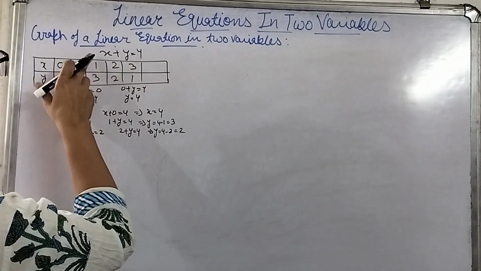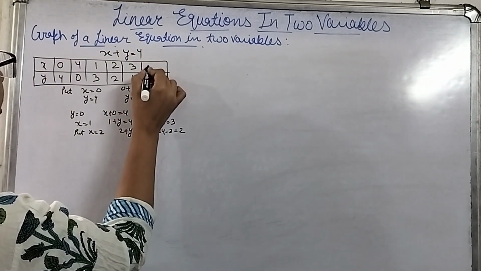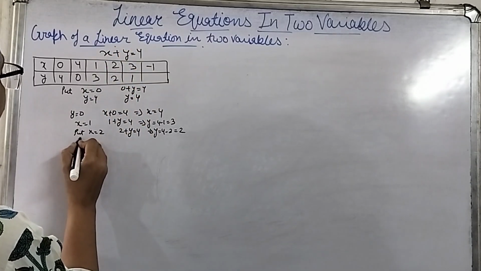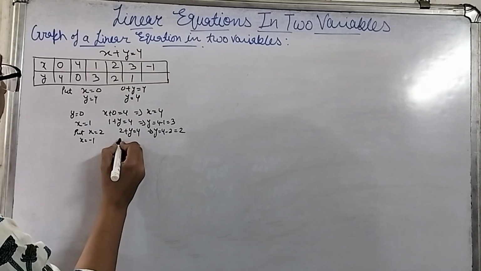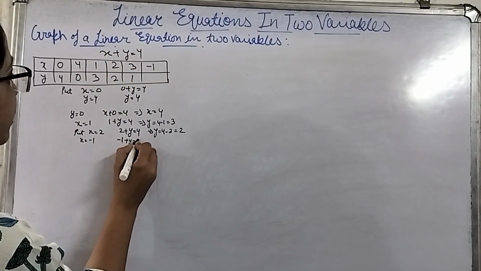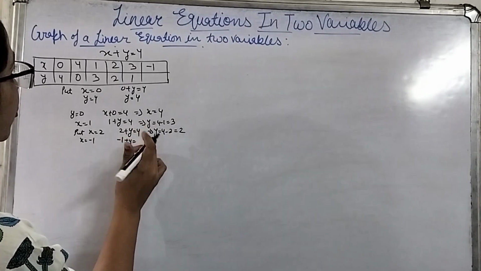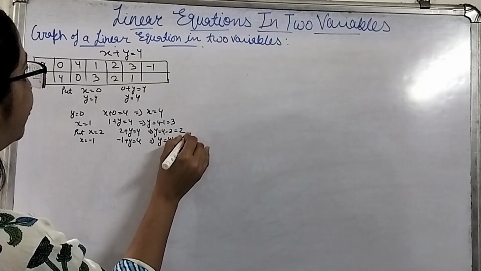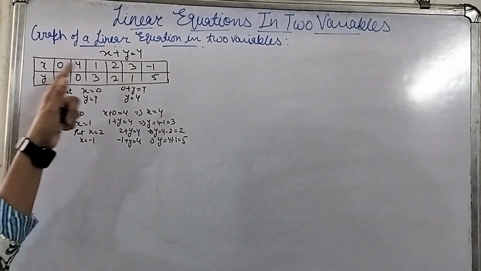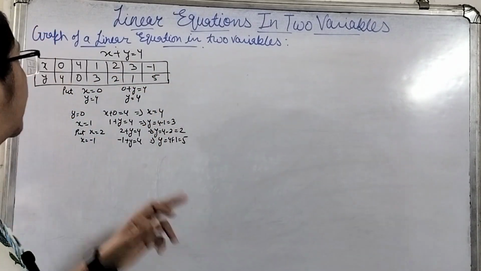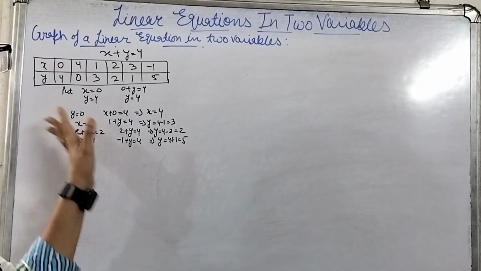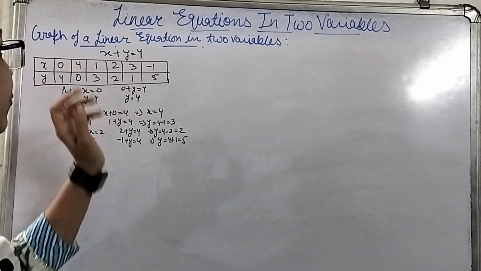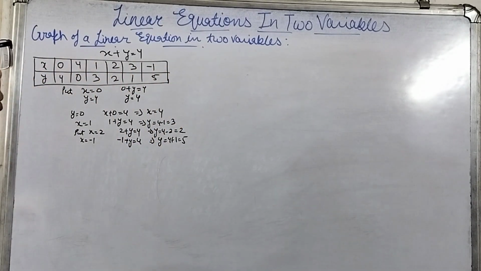And if I keep x equivalent to minus 1, the equation will become minus 1 plus y is equivalent to 4, or we can say the value of y will be 4 plus 1, that is 5. So if the value of x is minus 1, in that case the value of y will be 5. This is how we can find the solutions of the given linear equations in two variables.